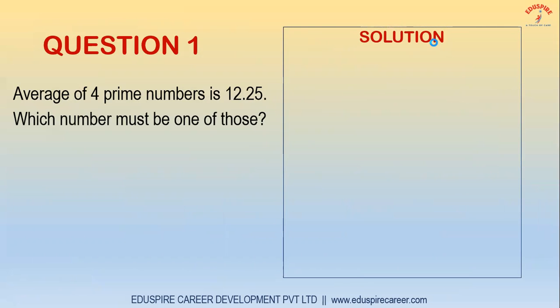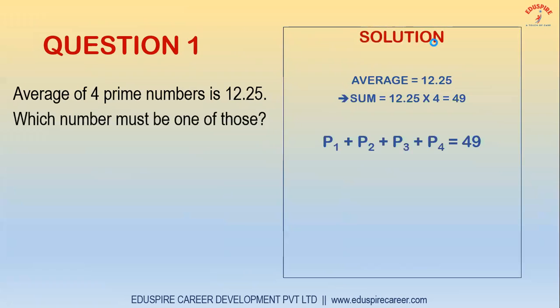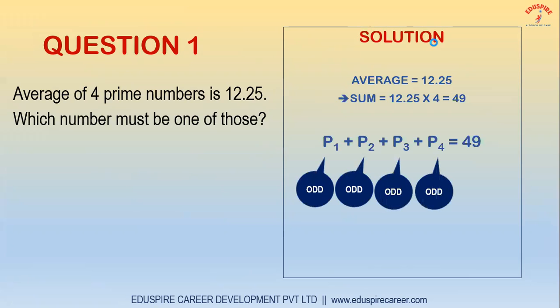So if I list down these prime numbers, I will call them P1, P2, P3 and P4, let's say. But even before doing that, let us understand one thing. If the average of 4 numbers is 12.25, the sum of these numbers will be 49. Now, when I list down these 4 numbers, on the left hand side, we are talking about addition of 4 prime numbers. On the right hand side, we have 49. We know usually prime numbers are odd. For example, you can think of numbers like 3, 5, 7, 11, etc.